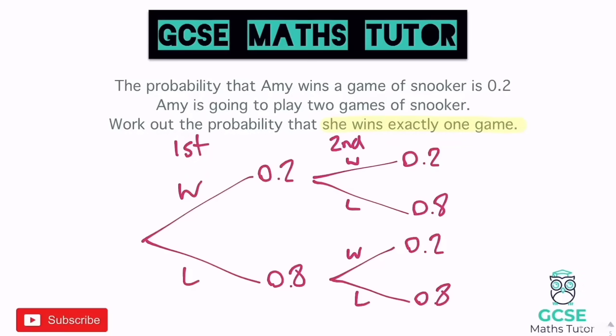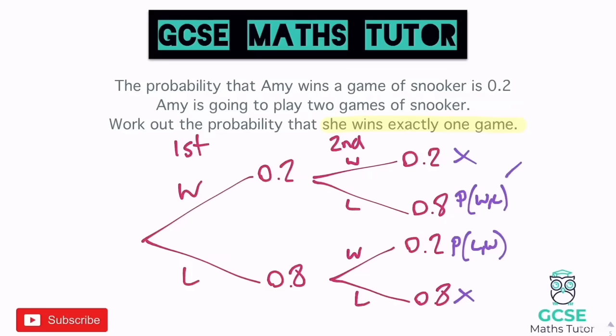Now the only way that she wins exactly 1 game is if she also loses a game. So this win-win up here is no good, and this lose-lose down here is no good. But here we've got the probability of a win and then a loss, and then here we've got the probability of a loss and then a win. All we need to do is work out these 2 probabilities.